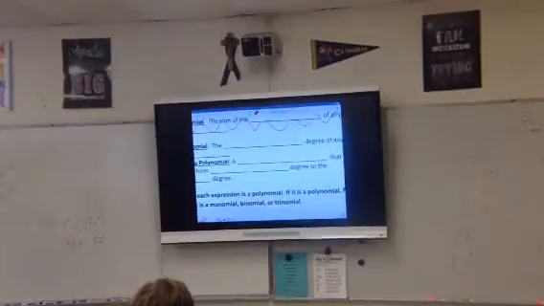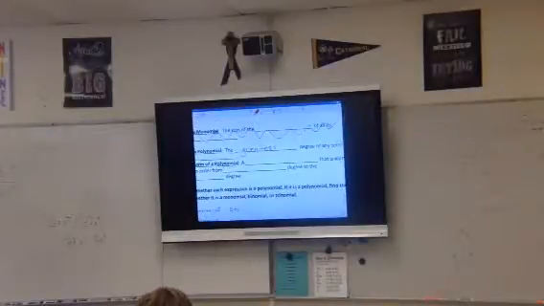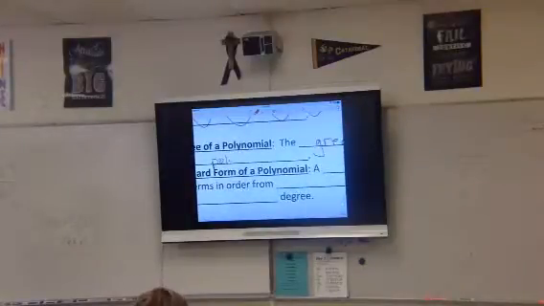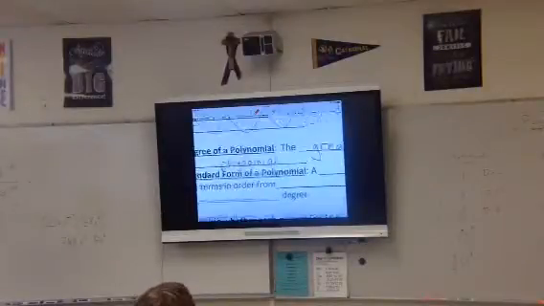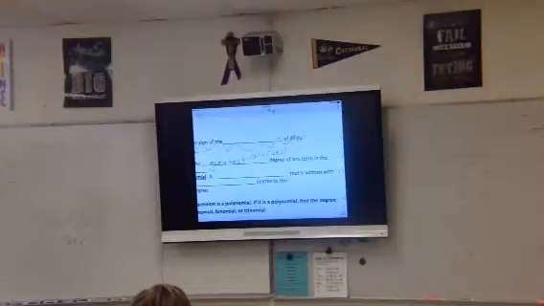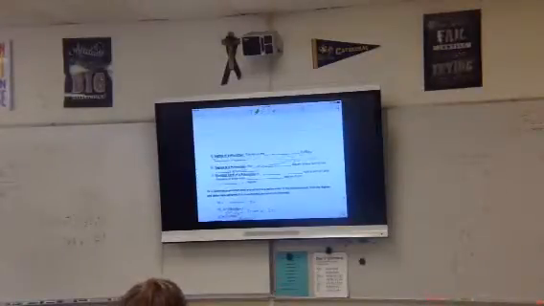6, the greatest or largest degree of any term in the polynomial. Okay, so that's a fancy way of basically saying, guys, largest exponent. So if you need to do that, write that down. That helps you out a little bit. Okay, so largest exponent.